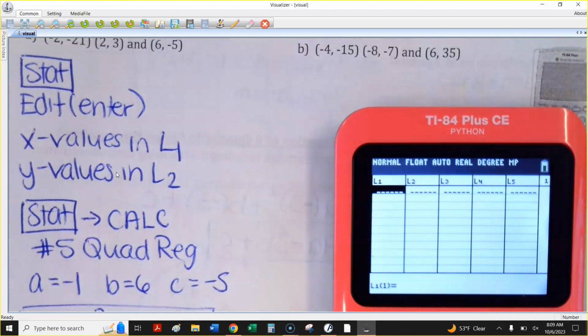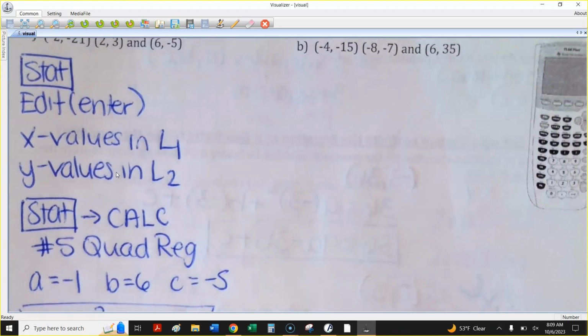Make sure, this one has a couple of negatives, so make sure you use the negative key, don't use the subtraction sign.